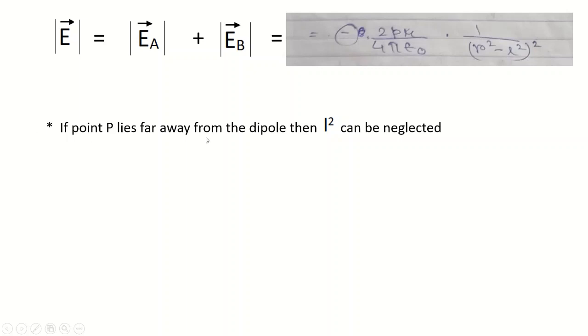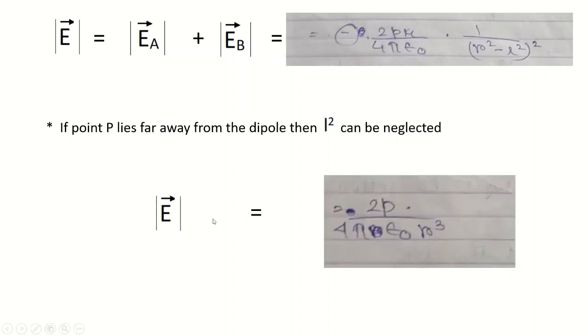If the point P lies far away from the dipole, like the point P which was placed on the axis is now at a far distance away, then the r value will be very large, and due to which L square can be neglected, and hence the electric field equation has been written in the form of 2p over 4 pi epsilon naught r cube. Please look into the calculations. I wish you will find the answer.